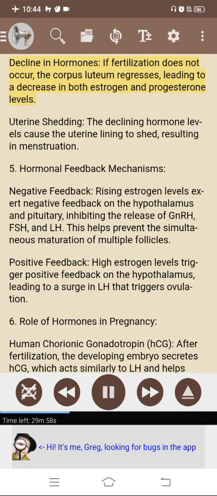If fertilization does not occur, the corpus luteum regresses, leading to a decrease in both estrogen and progesterone levels. Uterine shedding. The declining hormone levels cause the uterine lining to shed, resulting in menstruation.